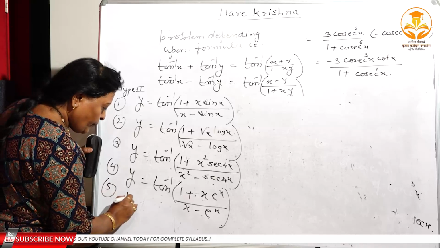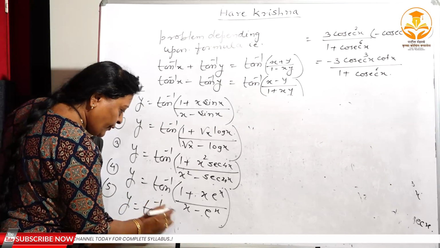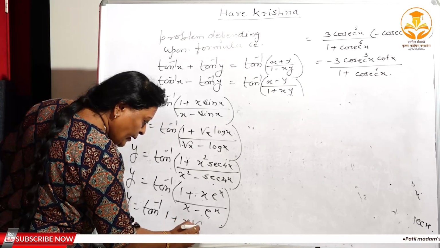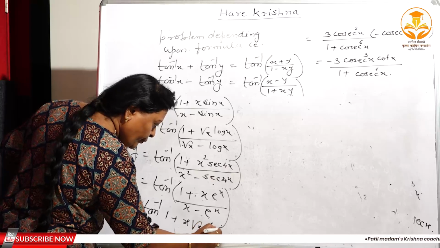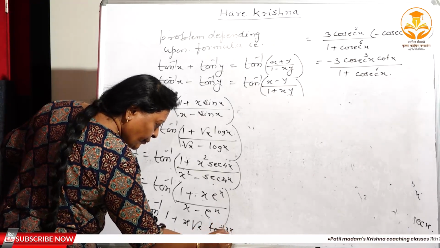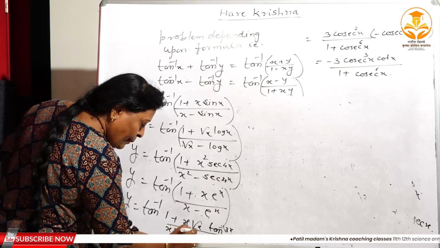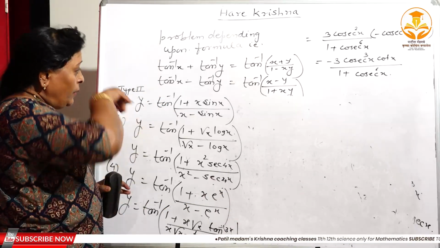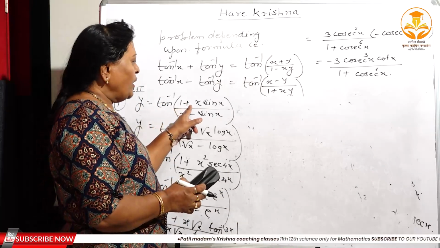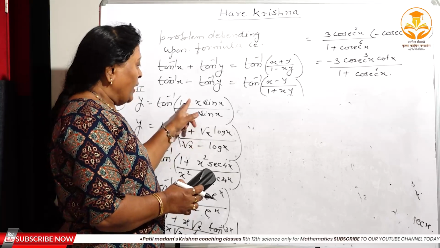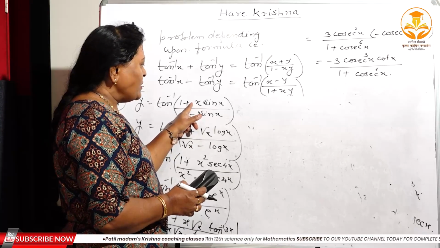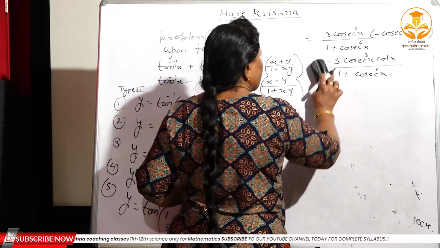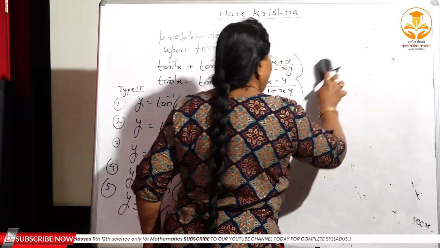And the fifth one, y is equal to tan inverse of (1 plus x root x tan 3x) divided by (x root x minus tan 3x). Right? Now again, this problem you can write with the minus sign here, plus sign here, isn't it? If there is a minus in the numerator, then you can write the denominator with plus, right? So in this way also you can take the problem, right?